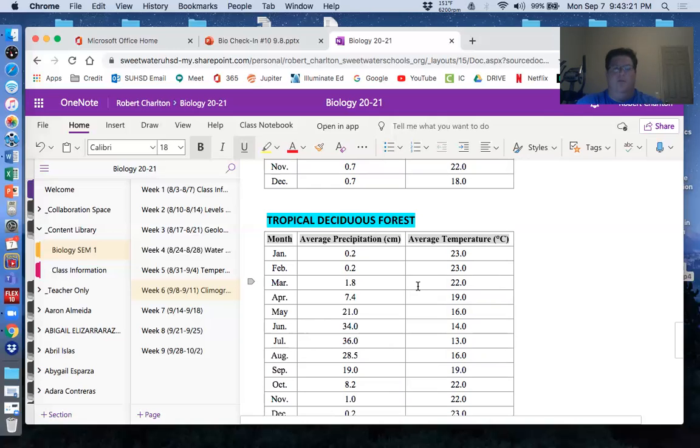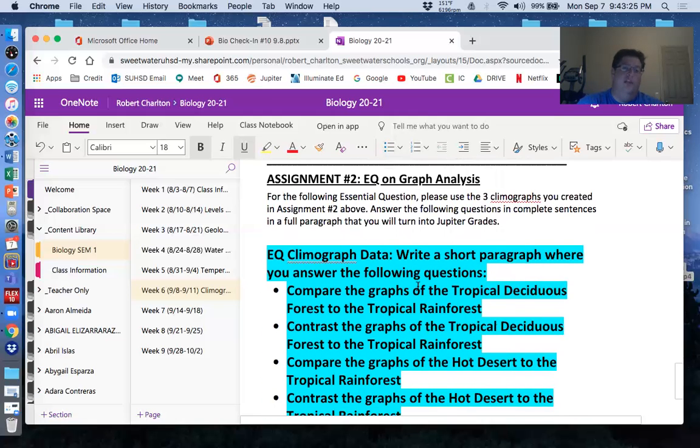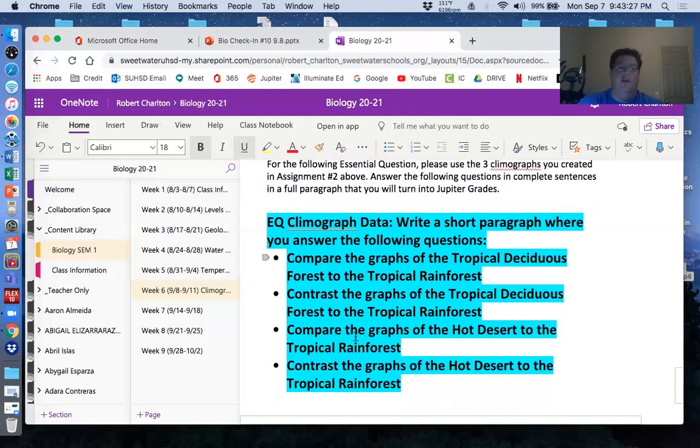They need to be the same range, okay? Why is that? Because assignment number 2 is going to give you an essential question where you need to write a short paragraph comparing and contrasting the 2 or the 3 graphs. So, for instance, I'm going to say compare. Compare means, what do they have that's the same? So what is the same about the tropical deciduous graph and the tropical rainforest graph?